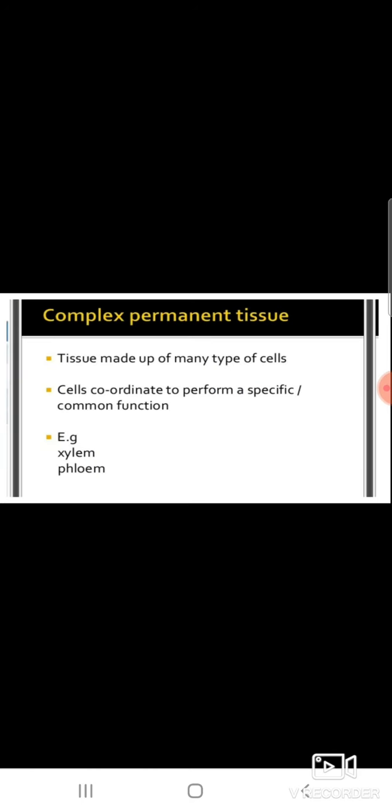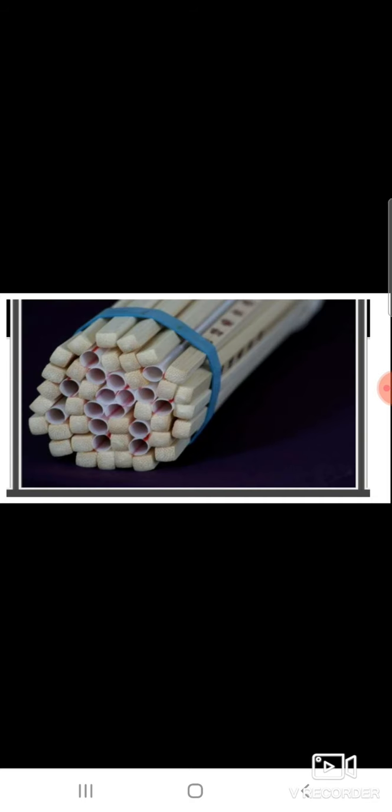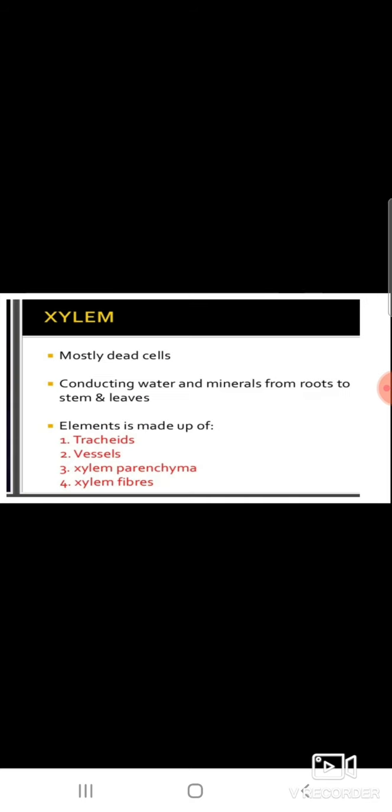Complex permanent tissues: tissues made up of many types of cells. The cells coordinate to perform specific common functions. Examples are xylem and phloem, complex permanent tissues. Xylem and phloem together constitute the vascular bundle, the conducting tissues. These are pictures of conducting tissues.